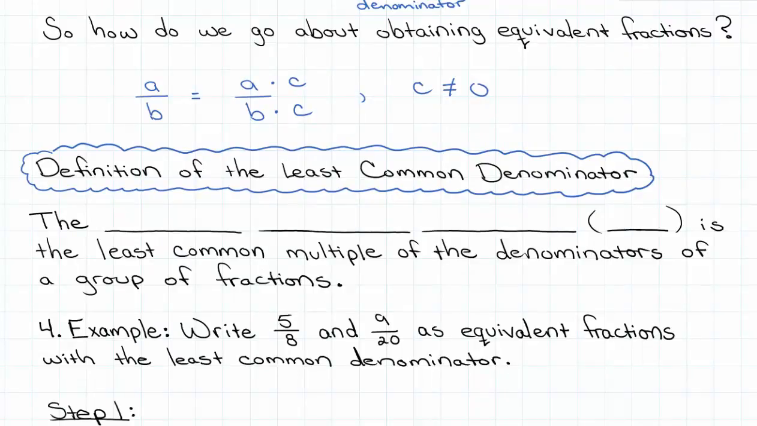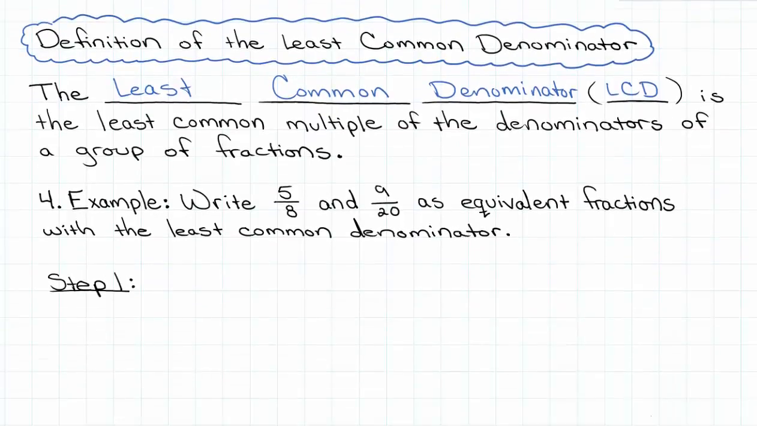Definition of the least common denominator. The least common denominator, which can also be represented by the 3 letters LCD, is the least common multiple of the denominators of a group of fractions. Finding the least common denominator is the exact same thing as finding the least common multiple, except that we are looking at the denominators of a group of fractions.